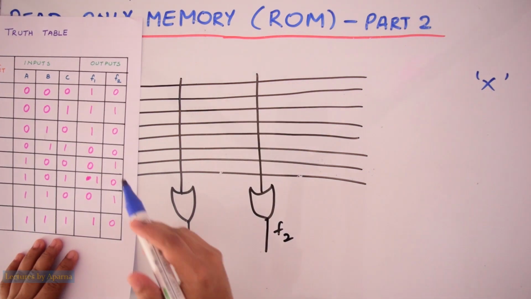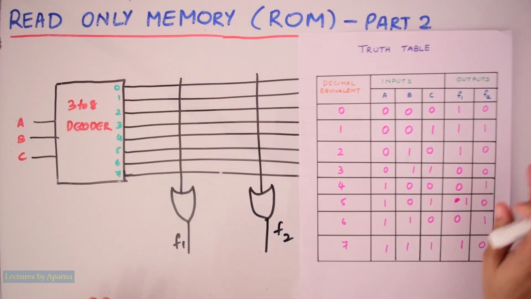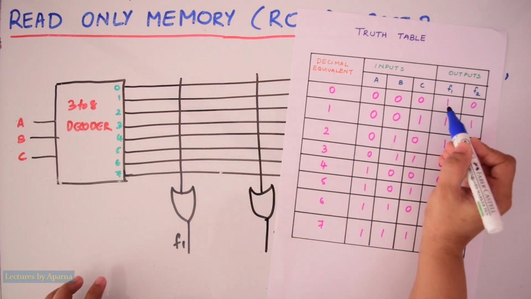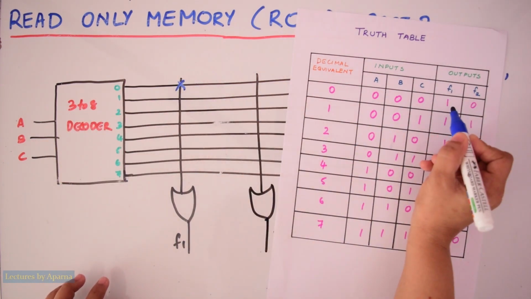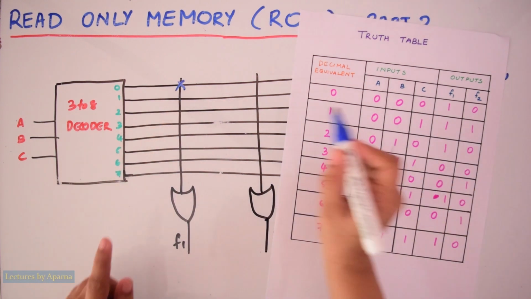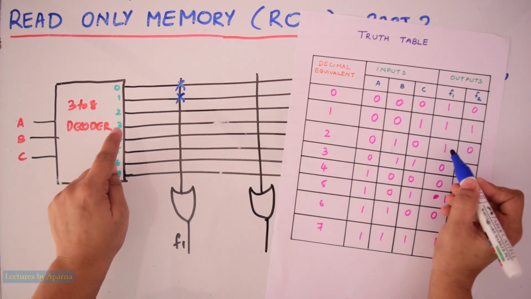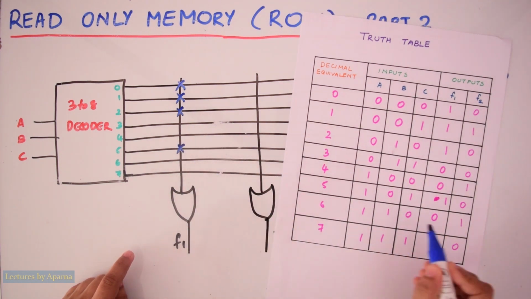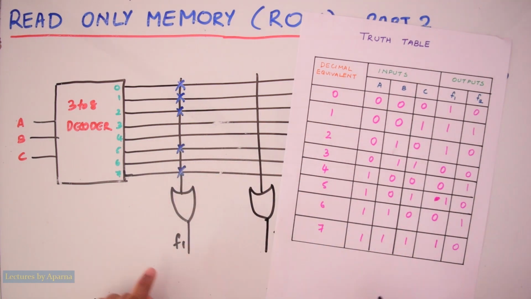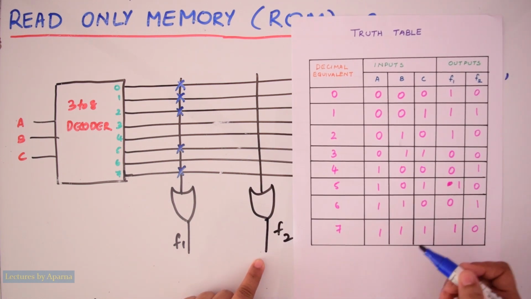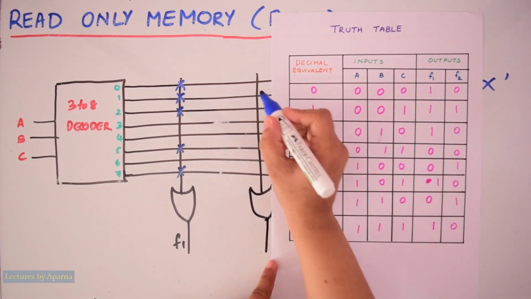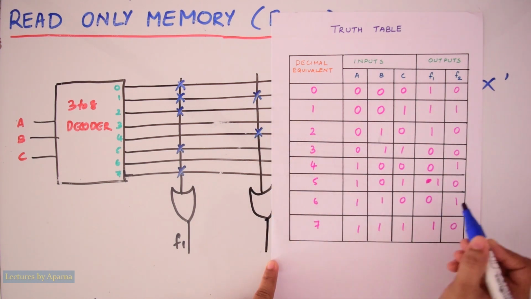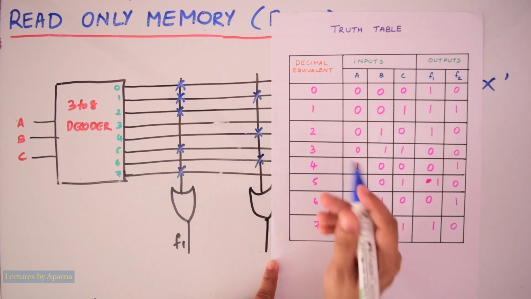So for F1, in the place of 0, you have to put a cross because it is 1 there. Next, in the place of 1 you have to put a cross. At 2 also a cross. Next at 5 a cross, 7 a cross. For F2, in the place of 1 you have to put a cross, 4 a cross and 6 a cross mark.